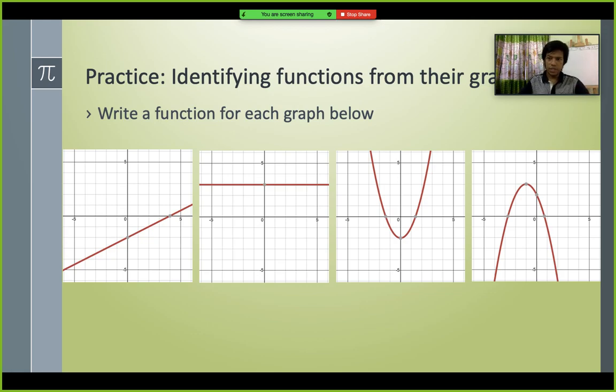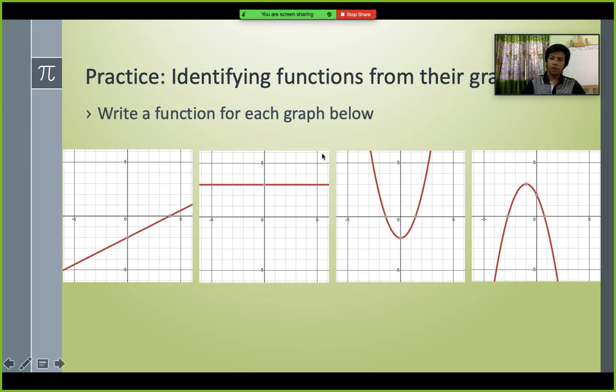Hello everyone. So this part of the lesson is actually directly related to the quiz. This kind of question examines your concept about linear and quadratic functions. So let's discuss it this way. The question is: write a function for each of the graphs below.